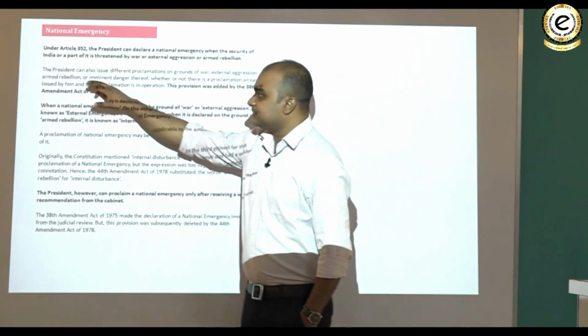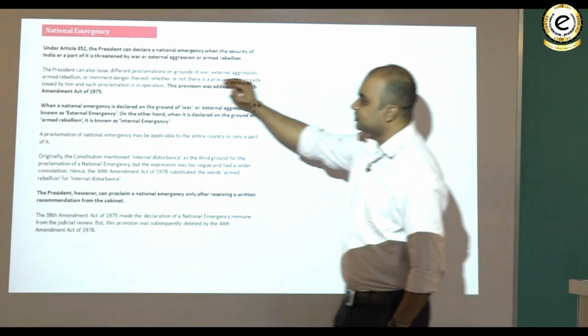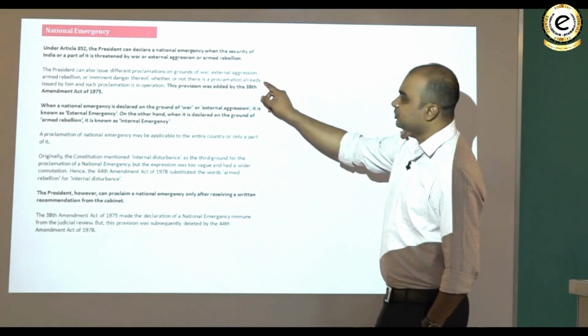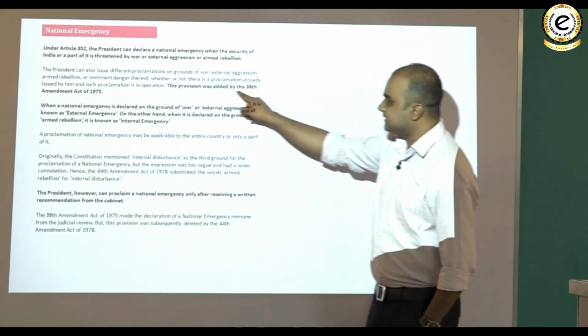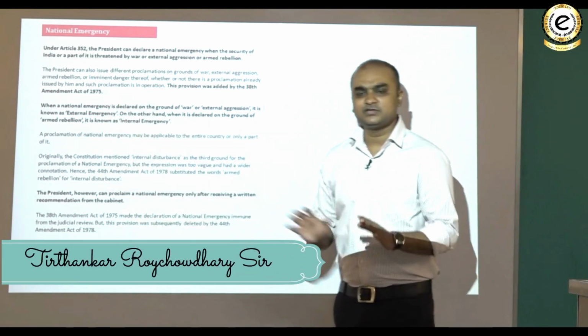So let's have a look at this. The President can also issue different proclamations on grounds of war, external aggression, armed rebellion, or imminent danger thereof, whether or not there is a proclamation already issued by him and such proclamation is in operation. This provision was added by the 38th Constitutional Amendment Act of 1975. In very simple words, what does this mean?